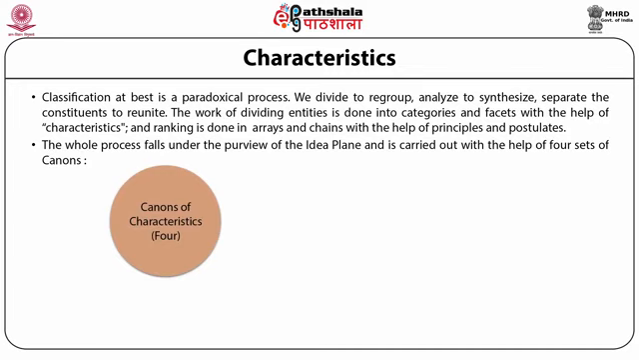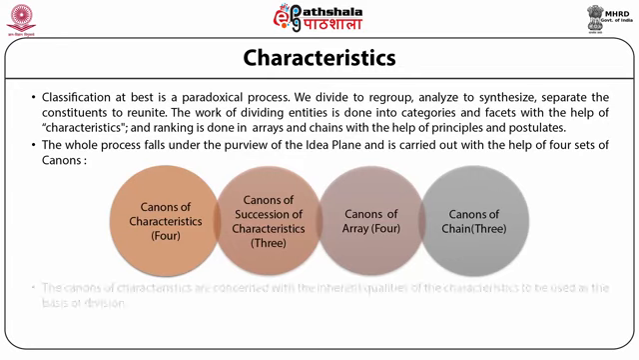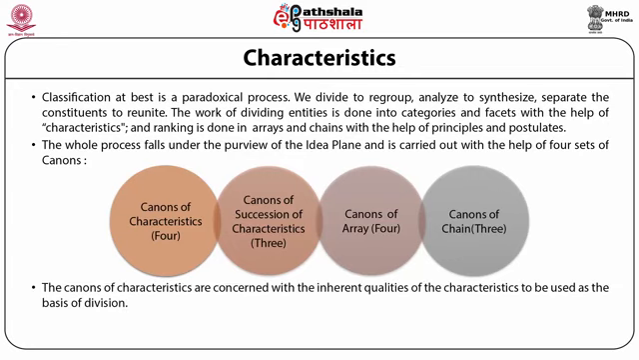Canons of characteristics, these are four in number. Canons of succession of characteristics, which are three, and four canons for arrays and three canons for making chains. The canons of characteristics are concerned with the inherent qualities of the characteristics to be used as the basis of division. Of course, a characteristic is a criterion for dividing a universe of knowledge into smaller units.